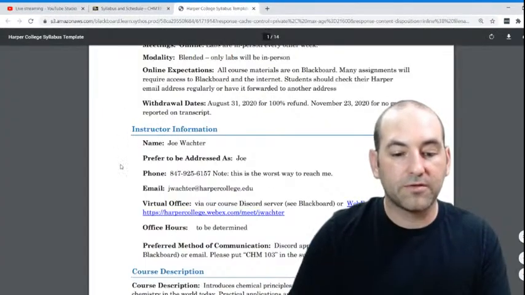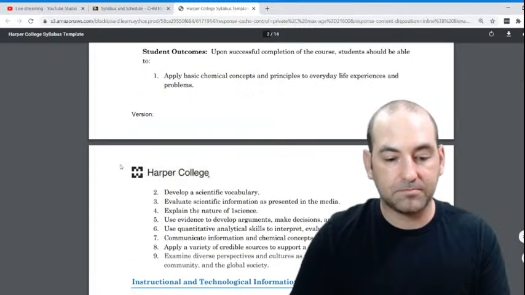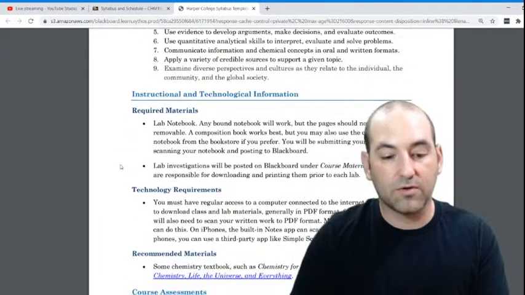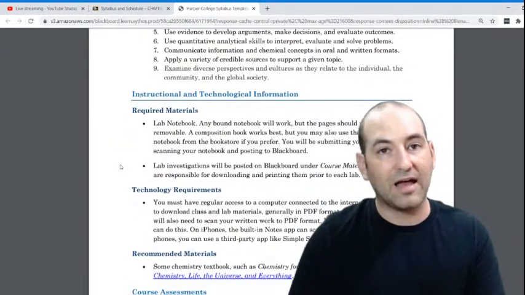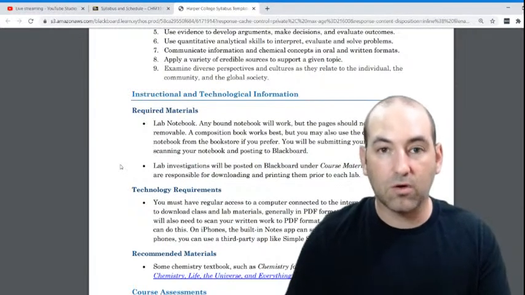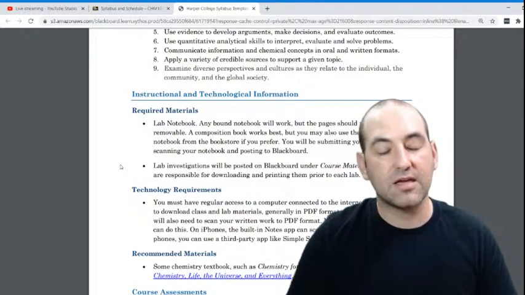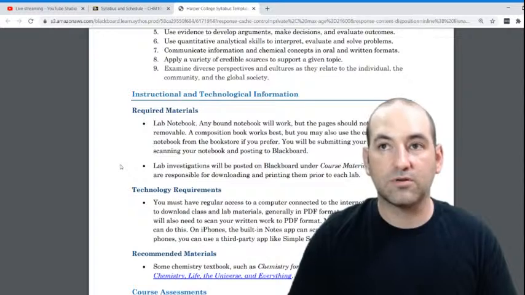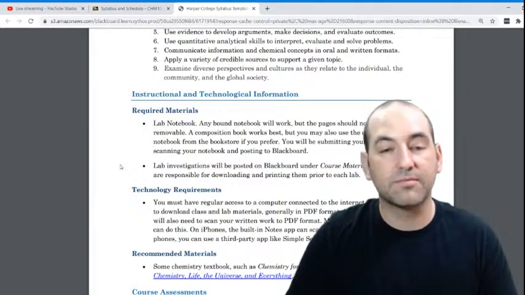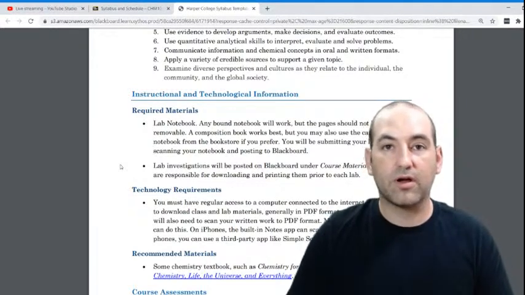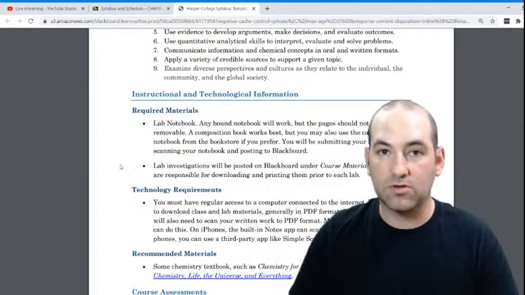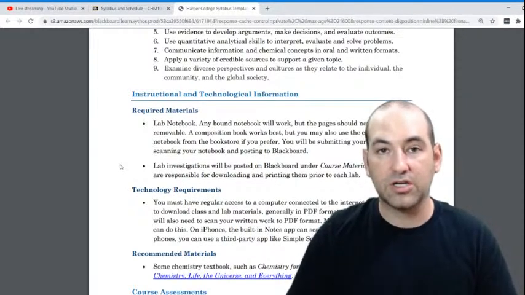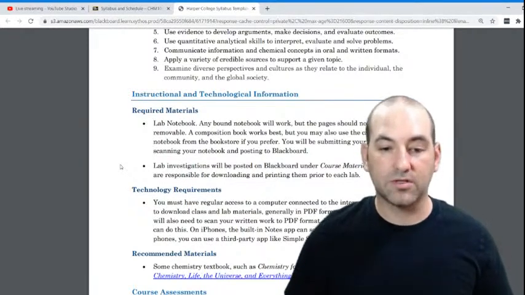Okay. Other things you should know from the syllabus. So first off, this is a course for non-science majors. This is not a prerequisite to any other course. So if you know that you're going to be taking general chemistry or organic chemistry or something like that in the future for your degree program, this is probably not the right course for you. This course fulfills the general education lab requirements, but does not lead to any other chemistry courses.